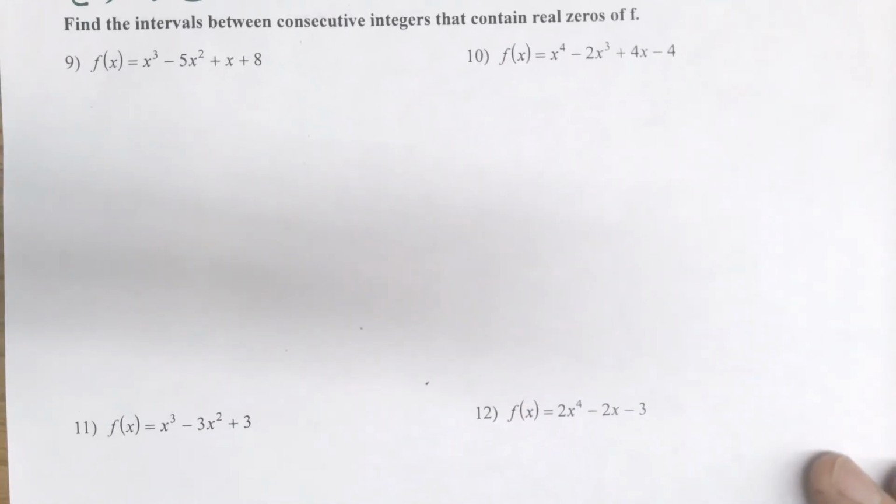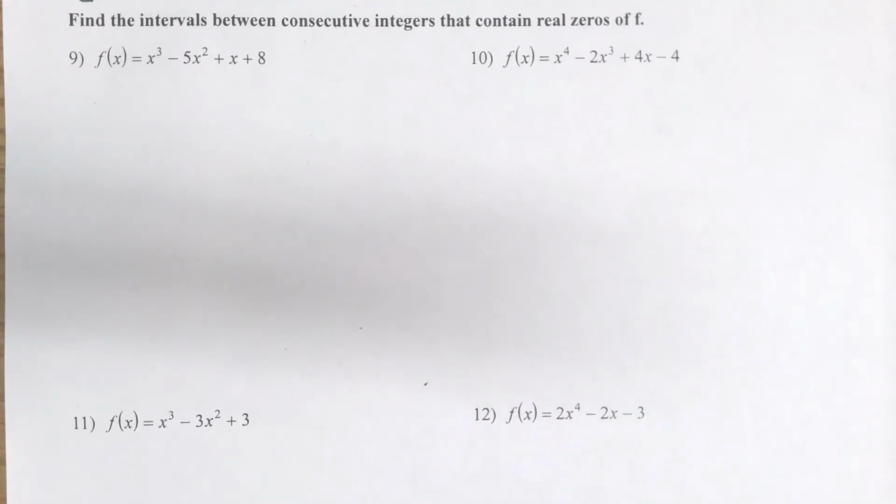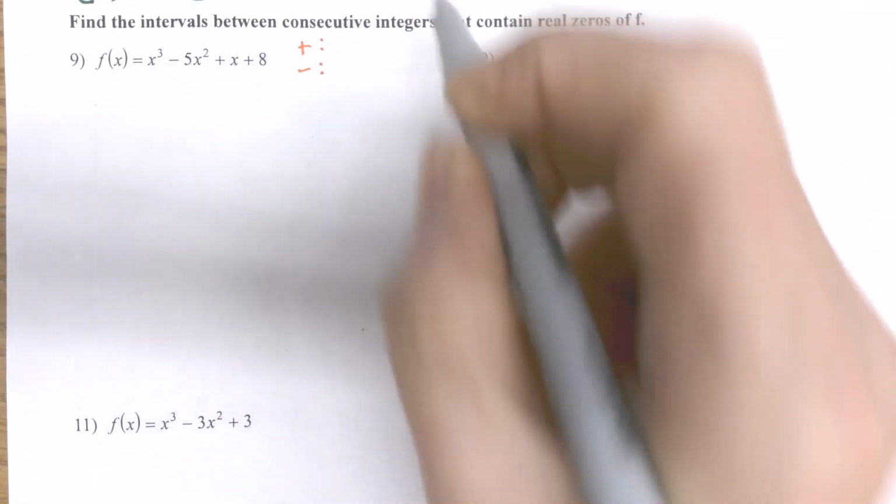I'm still going to start the same way, and I'm going to go through that process where I figure out how many positive zeros and how many negative zeros I'm going to get. So my number of positive and negative zeros, I'll start with that.